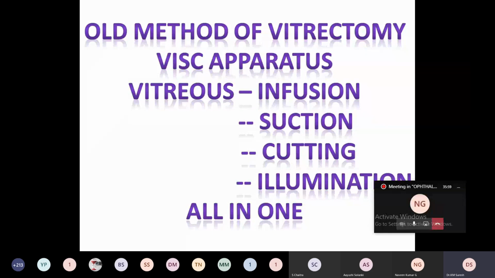In the old methods of vitrectomy, we used to have an instrument by name whisk apparatus. Many a time an examiner may ask you what is whisk apparatus, just to conclude your viva. So you must know that whisk apparatus is nothing but vitreous infusion, suction, cutting and illumination. All the equipment used to be in one particular probe, and this is referred to as whisk apparatus, but it's an old method. Now it is not practiced.